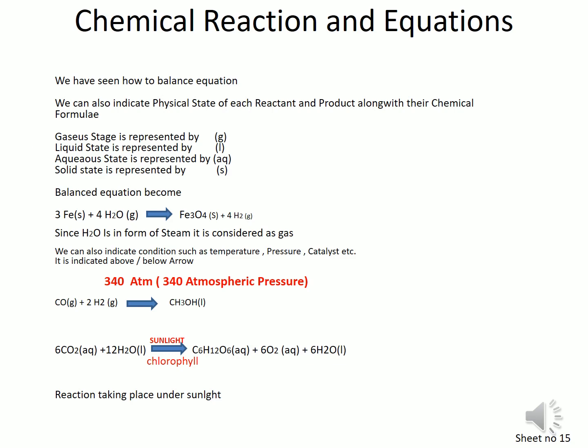Okay. Now let us see the equation 3Fe into bracket s. s is solid. That means Fe is in the solid form. Then H2O, g is written. g means gas. Now somebody will ask how water can be in gas form. So water can be in two forms. It can be a liquid, and it can also be in the form of steam. So when H2O is in steam form, it is indicated as gas. Okay. Then Fe3O4, again it is a solid state, and H2, again hydrogen is a gas.